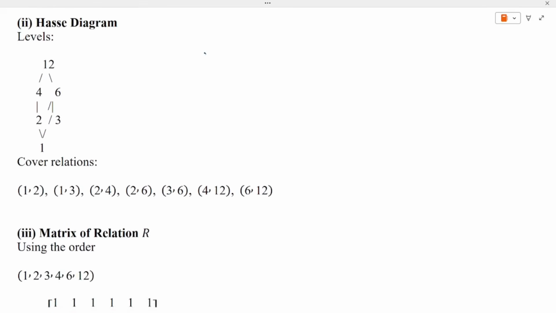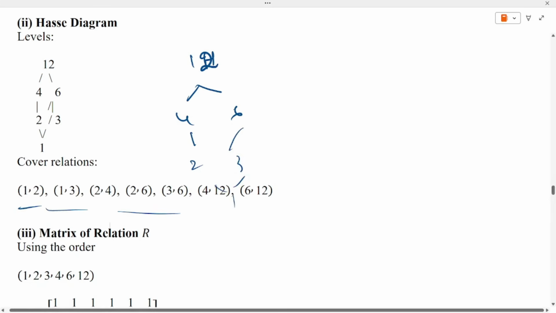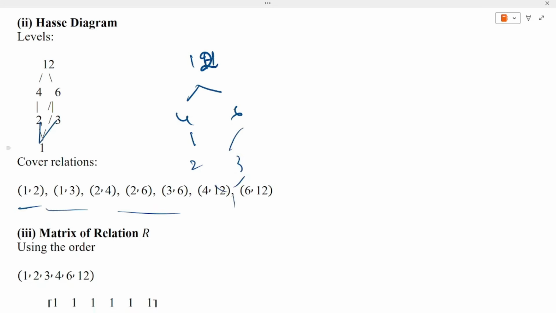And the Hasse diagram, you will be writing it as 12, you can write it as 4 and 6, and again 4, 2 and 6 as 3. And you can write the cover relation also, that is 1 2, 1 3. Next is 2 4, 3 6 and 2 6 also, 4 12, 6 12.